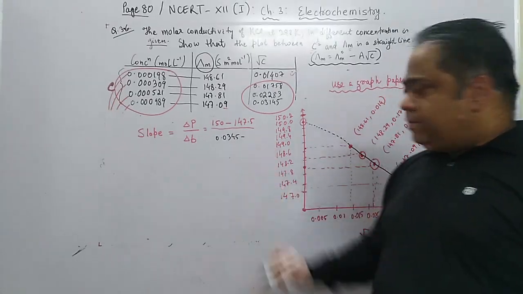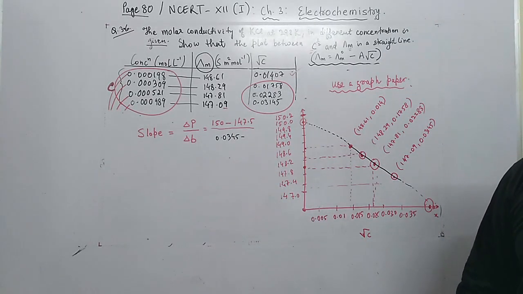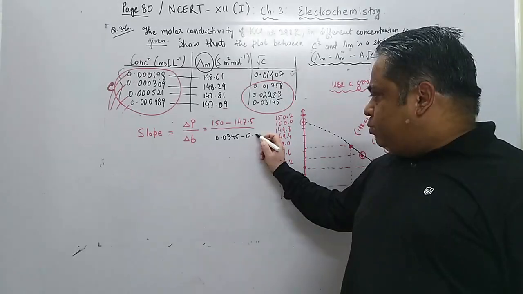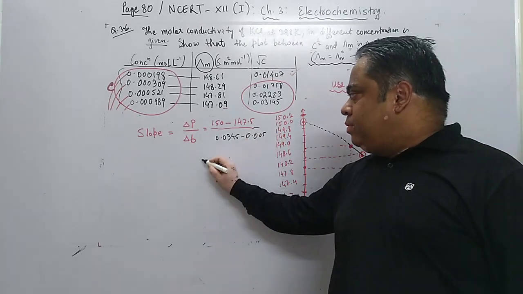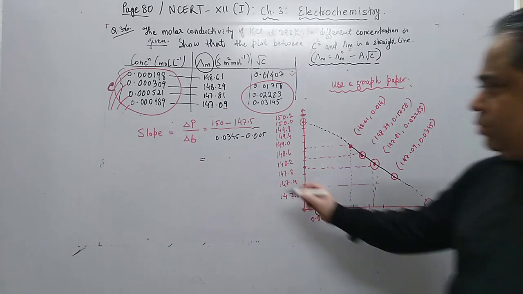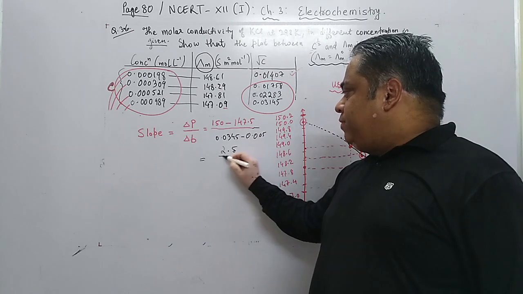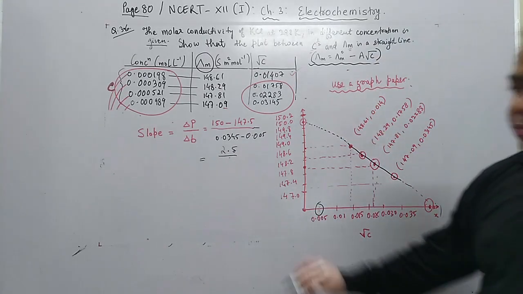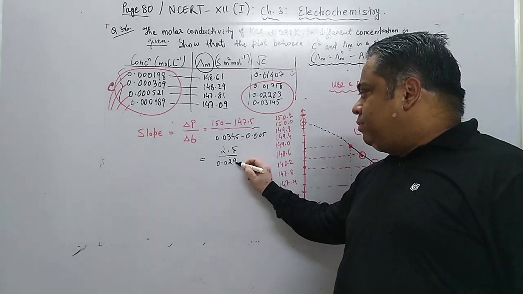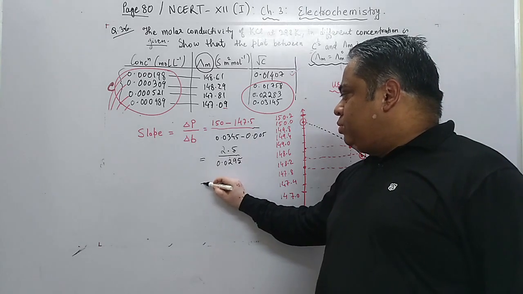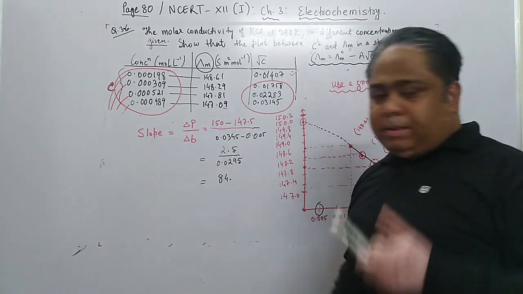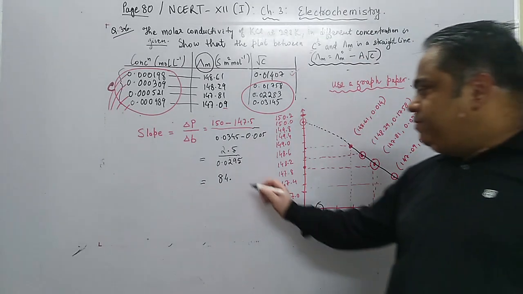and minus initial value 0.005. This value comes out to be 2.5 divided by 0.0295. So this will be equal to around 84.75.